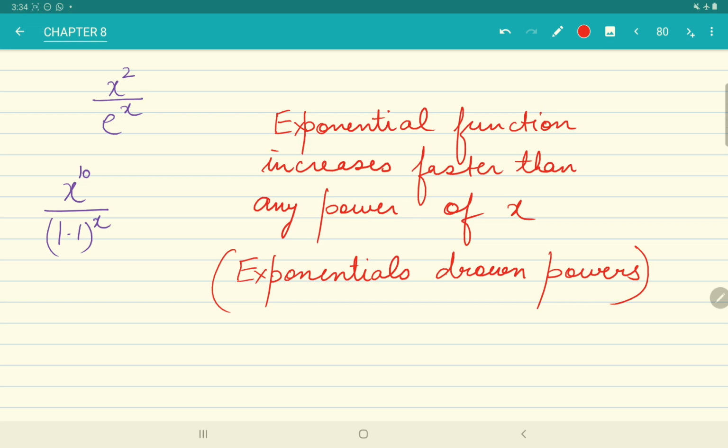Basically, if you have any power of x, I know that it is going to tend to infinity as x tends to infinity, but the exponential is going to drown this. What I mean is that the exponential function will increase much faster than any power of x. So even in this case, both numerator and denominator tend to infinity, but the denominator will tend towards infinity at a much faster pace.